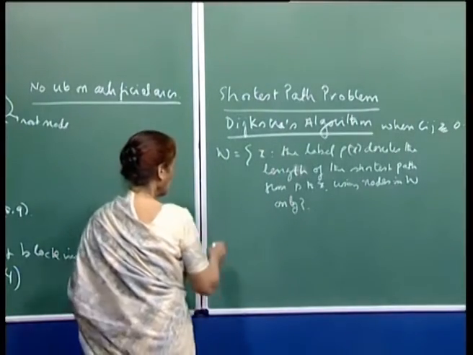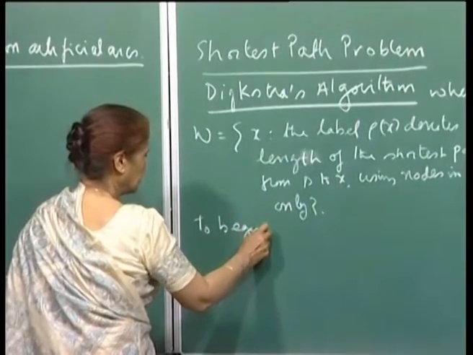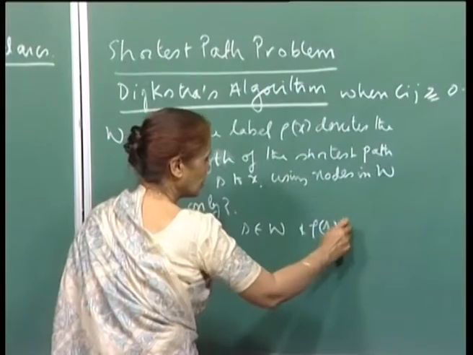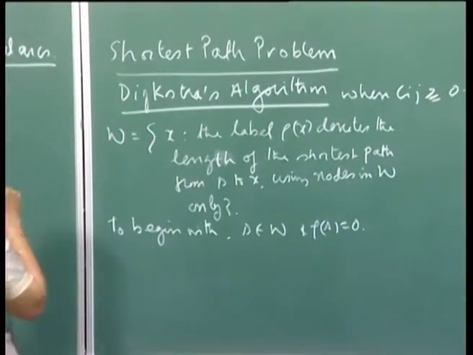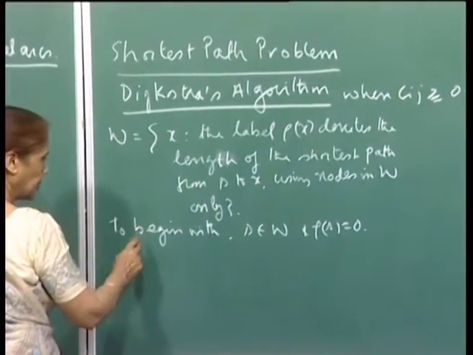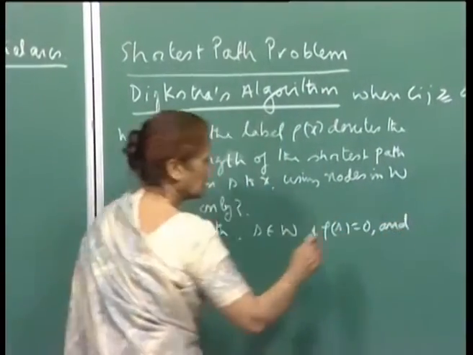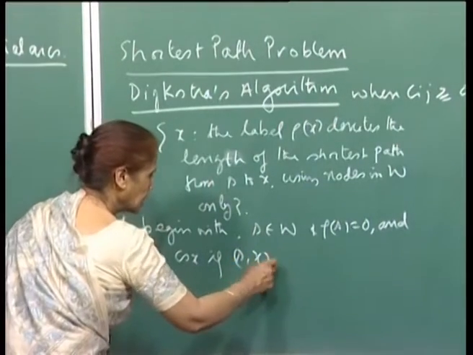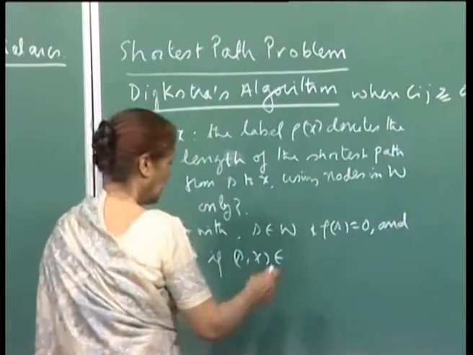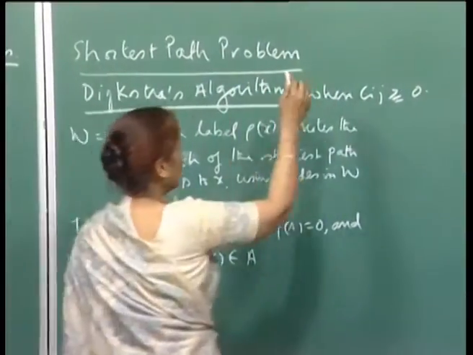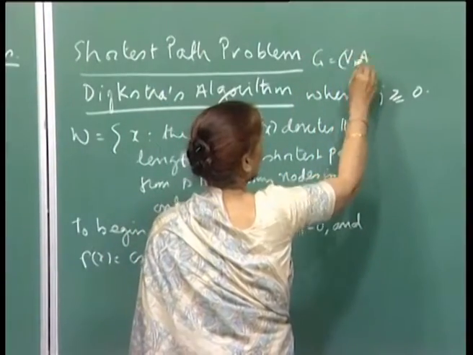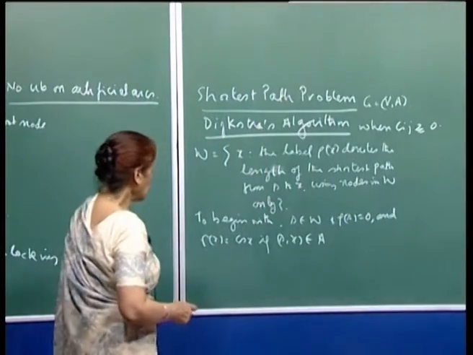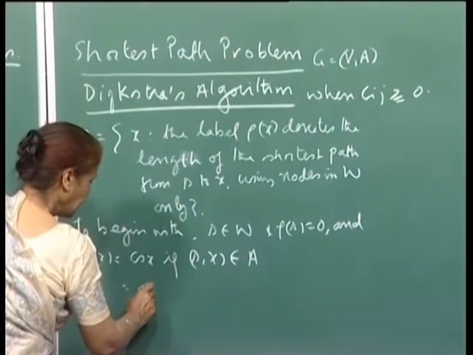So, now how do I do it? To begin with, S belongs to W and rho S is 0, because that is the starting node. Then rho X is equal to C S X if S X belongs to your arc set. Right in the beginning I told you that we will be doing this for a directed graph, so it is always understood that V is your node set and A is the arc set, and I will not write it every time. So, rho X is C S X if S X belongs to A, and is equal to infinity otherwise.